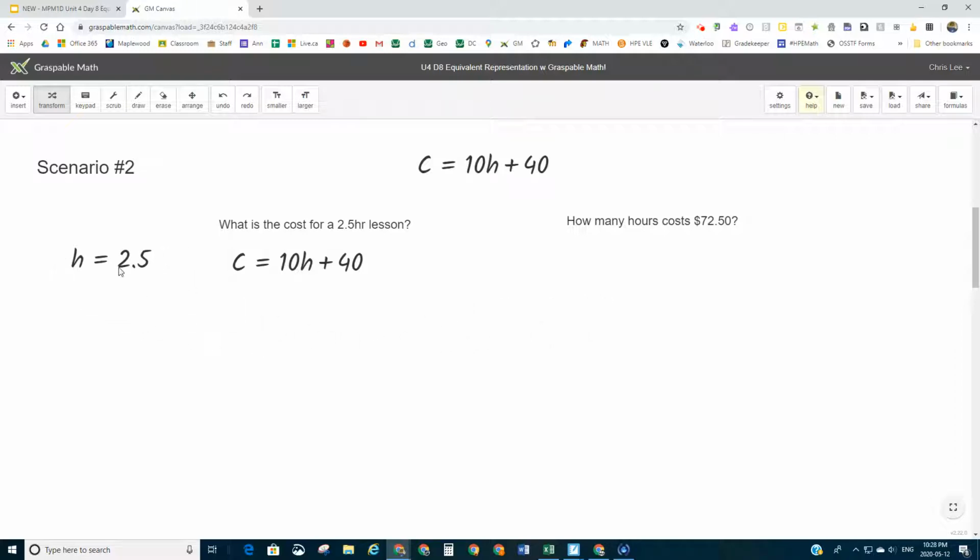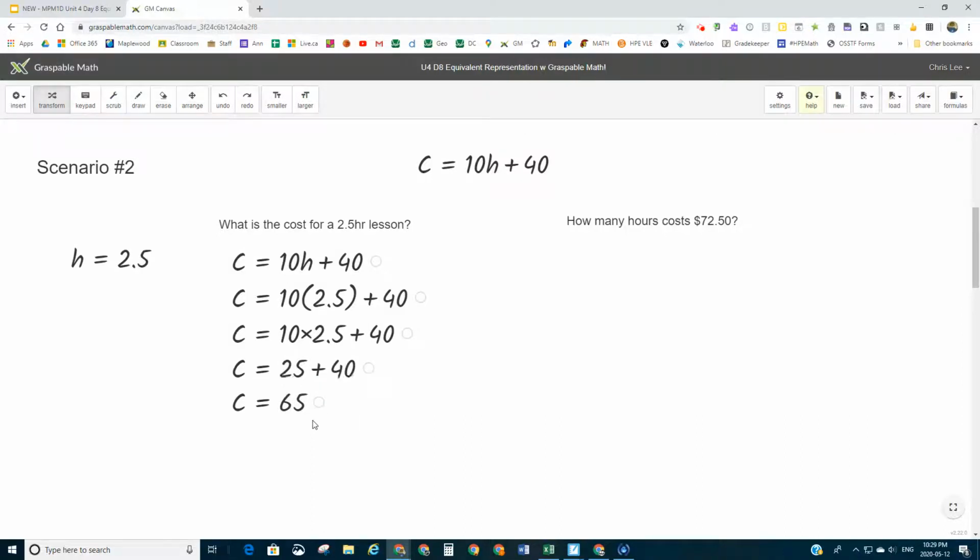And we're going to take H equals 2.5 and substitute it in for H in the equation. So we can do that by grabbing H and plugging it in. And now you see 10 times 2.5 plus your $40 flat rate. Again, if I drag the bubbles just to the right, I'll be able to see these step by step. Now, 10 bracket 2.5. So remember, Graspable Math likes to convert that to a multiplication. We can actually do that multiplication to get 25. And then 25 plus 40 gets us 65. And we find out that the cost for 2.5 hours of lessons is $65.